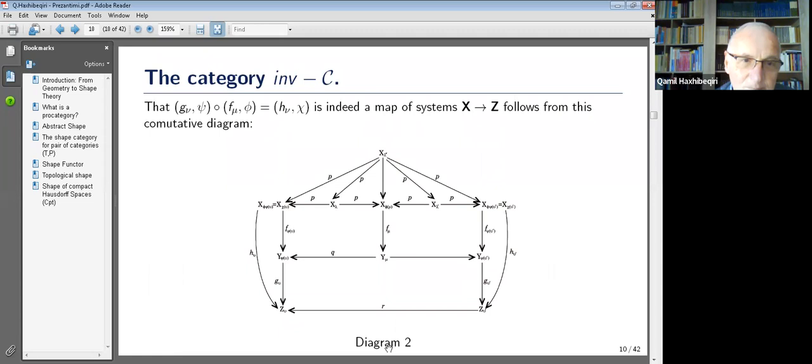That this composition is indeed a map of systems follows from this commutative diagram. Let us explain a little. This lower pentagon is commutative by definition of map of systems g. The two middle pentagons are commutative by definition of map of systems f. Now here we have X_λ and X_λ'. By directedness of the set Λ, there is a λ_1 which is greater than these two indexes, such that all these triangles on top are commutative.